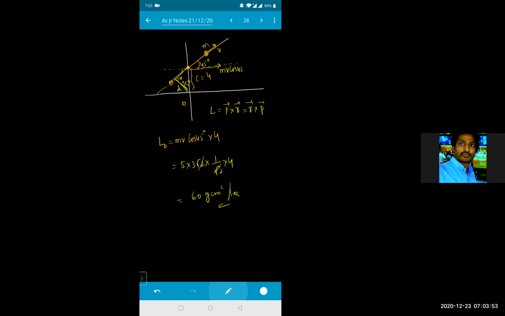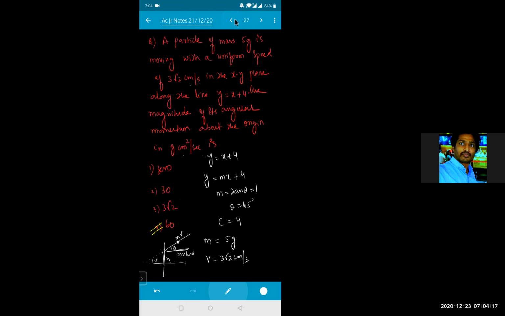So track line notice, na? Sir, they started with angular momentum yesterday only, sir. Okay, angular momentum started. Angular momentum is a very big topic actually, but a lot of problems are based on this one. Anyhow, chalo.